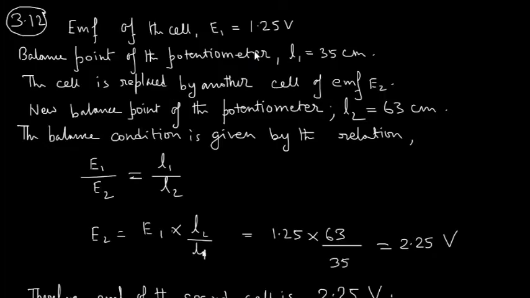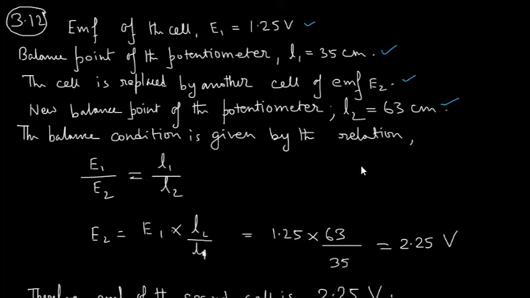EMF of the cell E1 is equal to 1.25 volt. Balance point of the potentiometer L1 is equal to 35 centimeter. The cell is replaced by another cell of EMF E2. New balance point of the potentiometer L2 is equal to 63 centimeter.